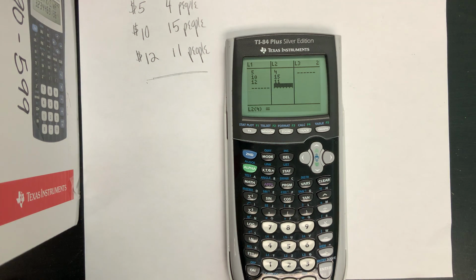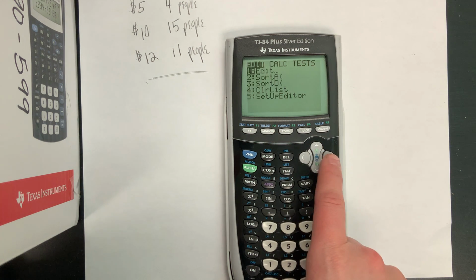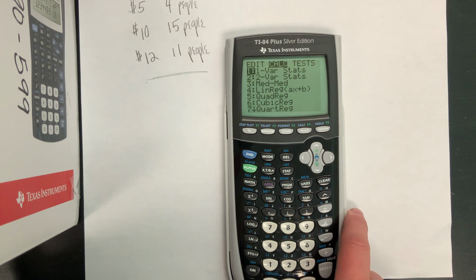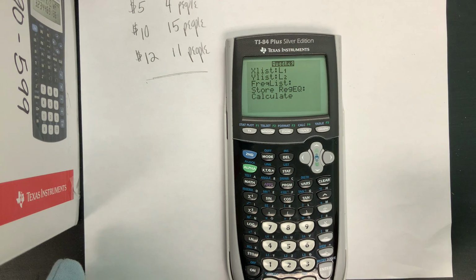Okay, and then you're going to go to Stat again, go over, because you want to go into Calculate, and we want quadratic regression, so I'm going to hit the 5. Okay. Our X list is going to represent the money. Our Y list is going to represent how many people for every 30 that we try and sell something to are going to buy our product.